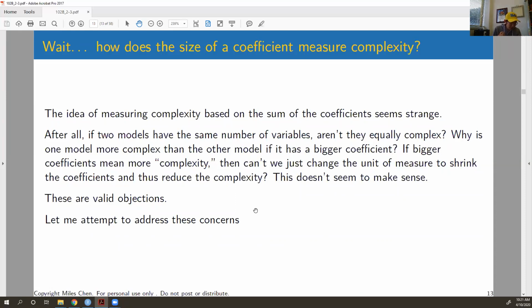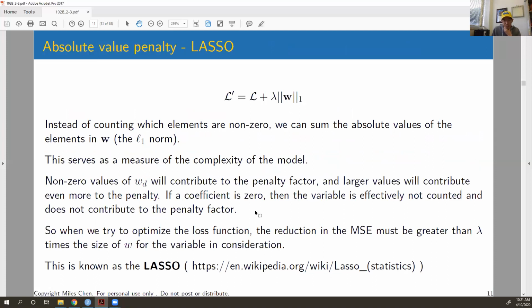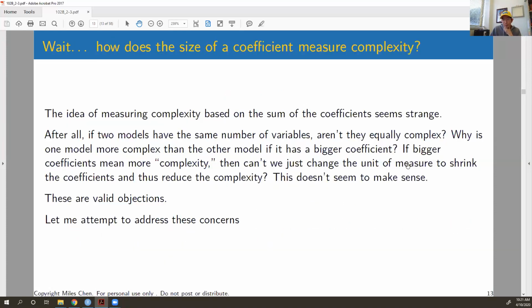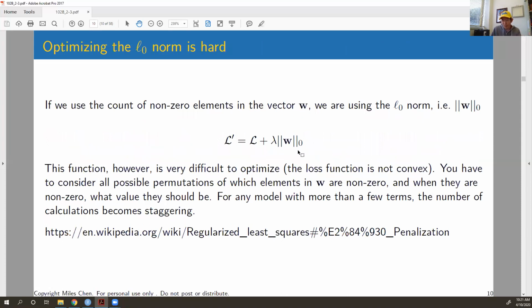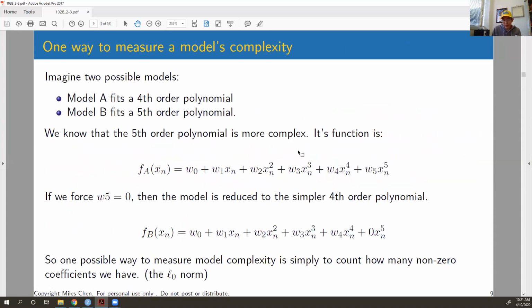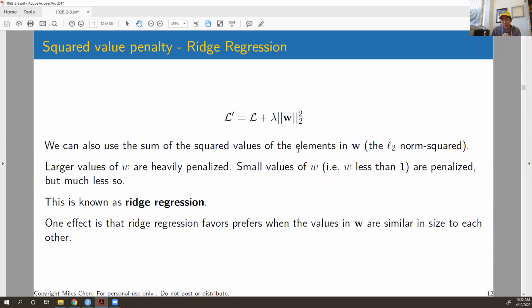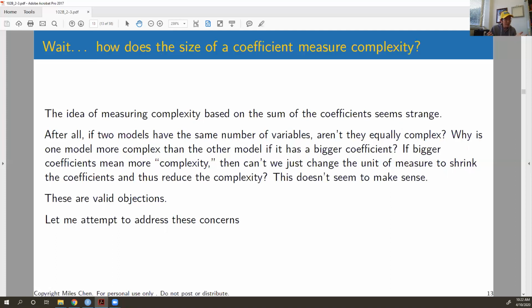One objection that students or people may have as I introduce this is: how does the size of a coefficient measure complexity? A lot of people usually have no problem saying that we count how many non-zero coefficients there are, and the more non-zero coefficients you have, the more complex the model. That seems to make sense to a lot of students. But the idea that the size of the coefficient measures model complexity, students sometimes have a hard time handling. If you think about it, if two models have the same number of variables, say this model uses 4 variables and this model also uses 4 variables, aren't they equally complex?